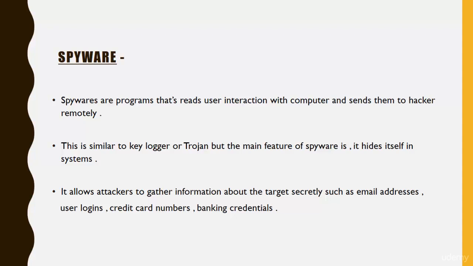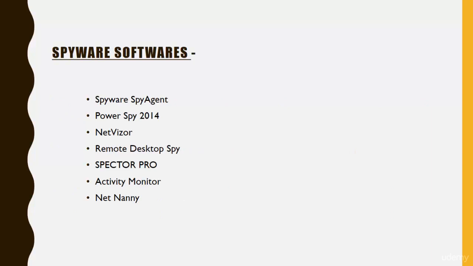It allows attackers to gather information about the target secretly, such as email addresses, user logins, credit card numbers, banking credentials, etc. These are the work of spywares. Spyware software available in the market includes Spyware Spy Agent, Power Spy 2014, NetVisor, Remote Desktop Spy, Spectre Pro, Activity Monitor, and NetNanny. So these are some spyware software available in your market and on the internet.